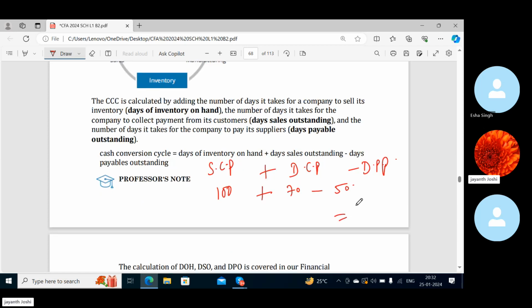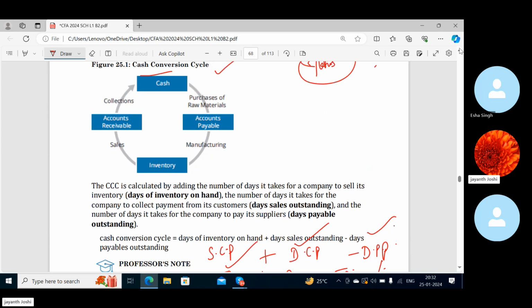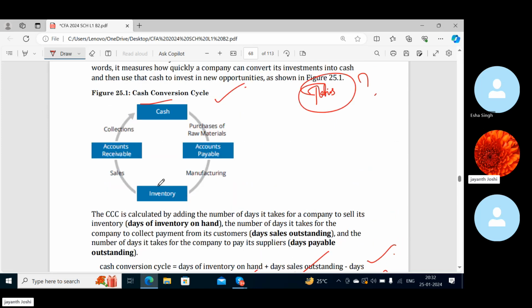So all in all 120 days is your cash conversion cycle. This is the time period whereby you converted your inventory into cash, you tried your level best to convert your credit sales into cash sales, okay, and also you made the payment to your suppliers. So for 120 days the cash was in circulation, or this cycle was going on.